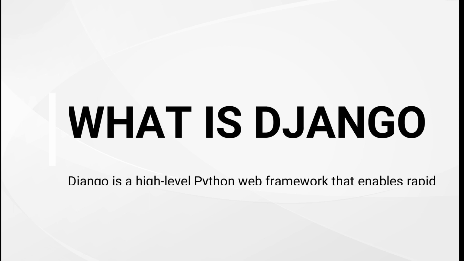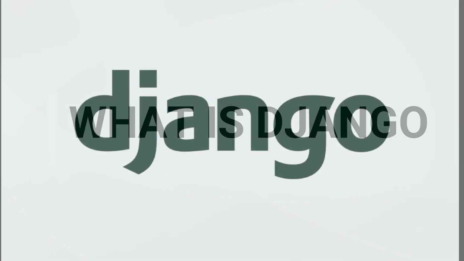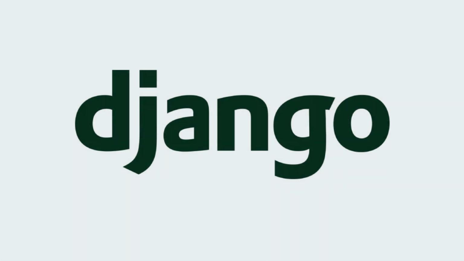So what is Django? Django is a high-level Python web framework that enables rapid development of secure and maintainable websites. Django was built by experienced developers. Django takes care of much of the hassle of web development, so you can focus on writing your app without needing to reinvent the wheel. Django is free and open source, has a thriving and active community. Django also has great documentation. I'm sure you know that, and many options for free and paid support. That's it for Django. So I'm going to define what Flask is now.